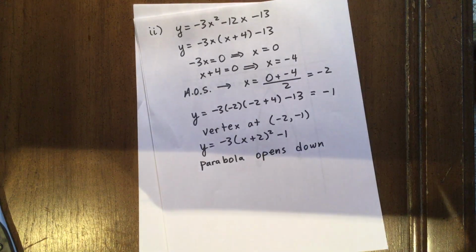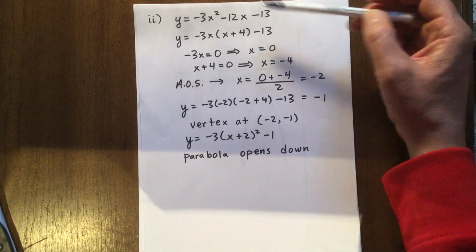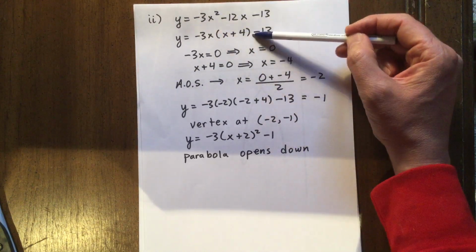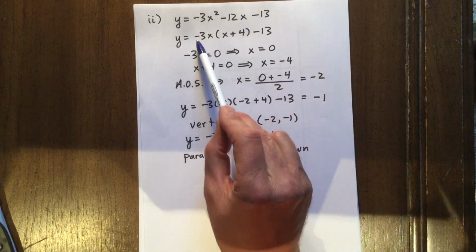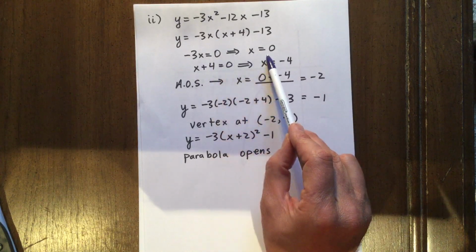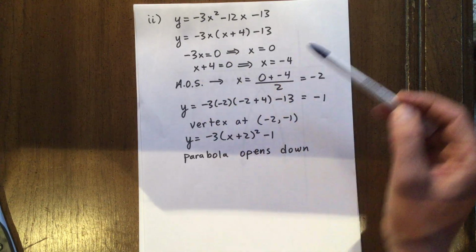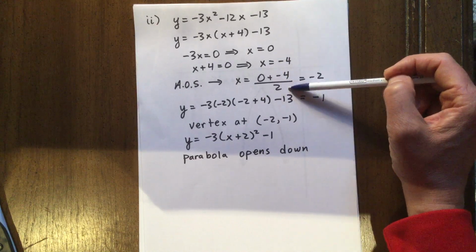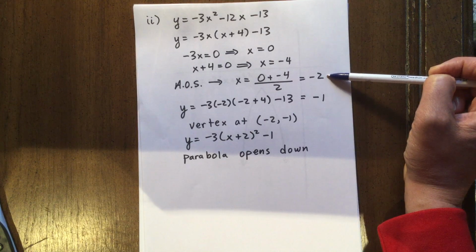Okay, here's our next question. Y equals negative 3x squared minus 12x minus 13. When we factor negative 3x out of the first two terms, we're left with this expression right here. Set this equal to 0, and I get x equaling 0. Set this equal to 0, and I get x equaling negative 4. Add these two values and divide by 2, and we get negative 2. The x value of the vertex is negative 2.